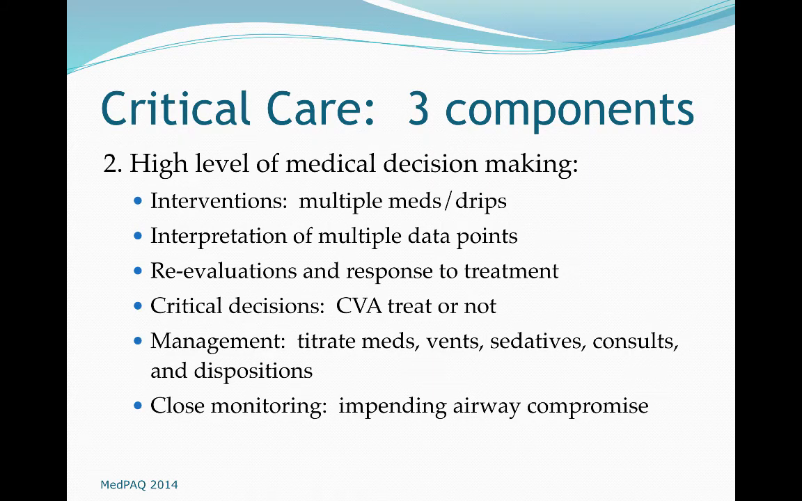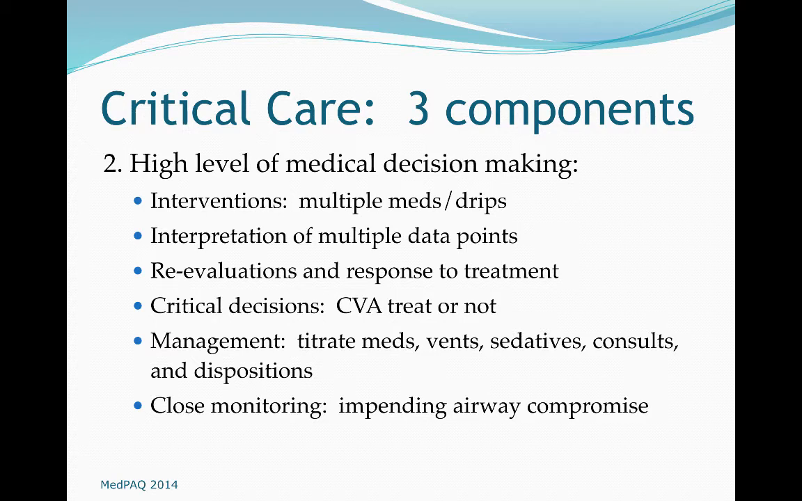The second thing you need is a high level of medical decision making. This is a situation where you have to be putting some thought into how you're managing the patient. So what are some examples? Interventions, multiple drips and meds. If you have somebody who is hypertensive and they've got some end organ symptoms and you're giving them some IV labetalol, that's critical care. If you're interpreting multiple data points, say it's somebody with chest pain, they've got a great history for it, and you're doing 2 or 3 EKGs because you're worried that the pain is evolving, that would be critical care. You obviously want to document your reevaluations and the response to treatment. That demonstrates that high level of medical decision making.